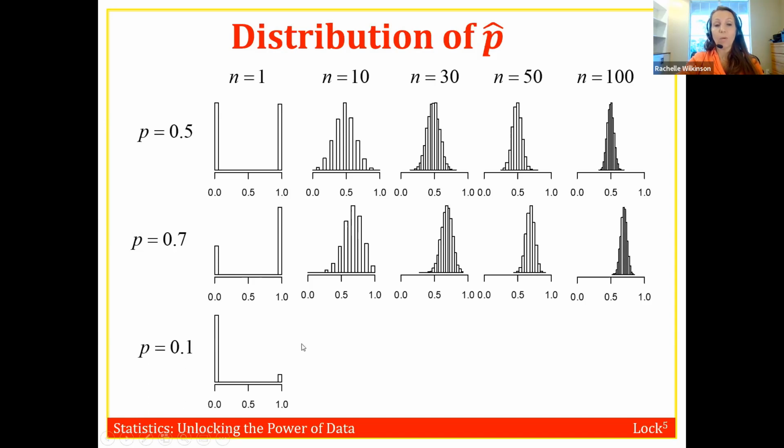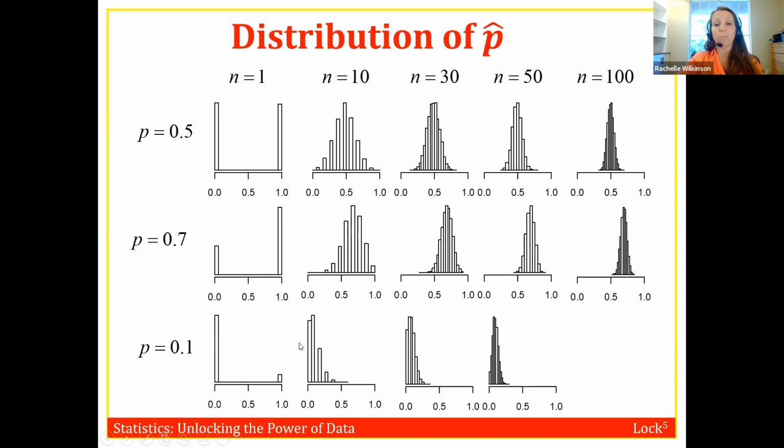And when I have a p of 0.1, I need even a bigger sample size before my sampling distribution looks like a normal distribution. So basically that requirement, the np and the n times 1 minus p, is just making sure that our sample size is big enough that the sampling distribution actually does follow a normal distribution. So we can use the normal distribution as a model.